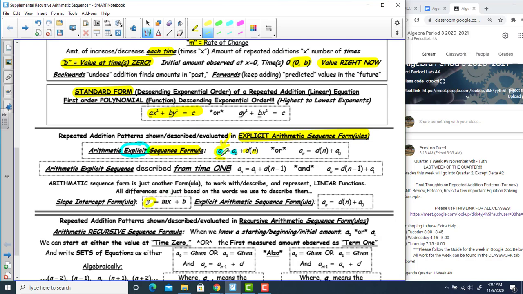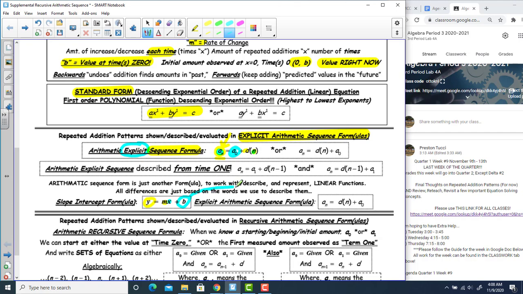Y, once again, is the amount at some number of times of repeated additions. M, the amount that we're adding over and over again, our constant rate of change, is known as d, the common difference. X, the number of repeated additions, is known as, in this instance, n, for the number of repeated additions, and b, the beginning amount, we call the amount at time 0.